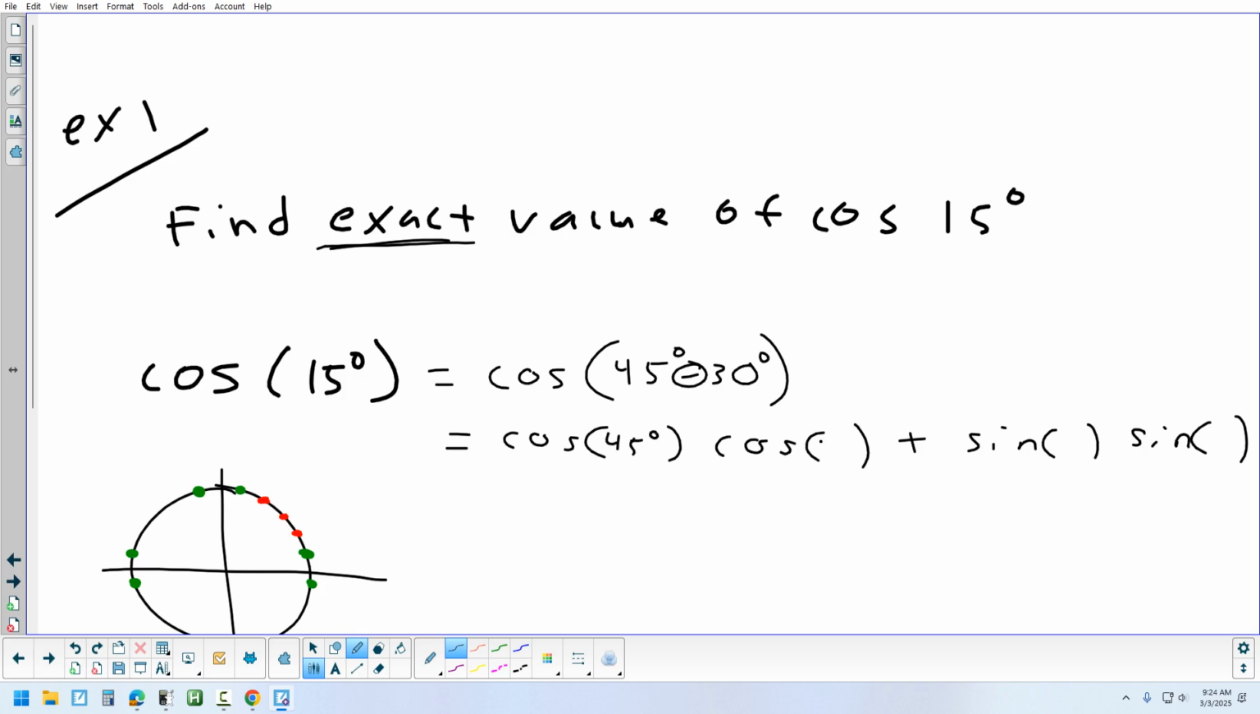First angle, second angle, first angle, second angle. All right.